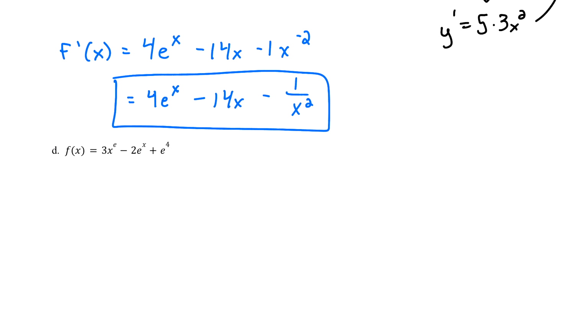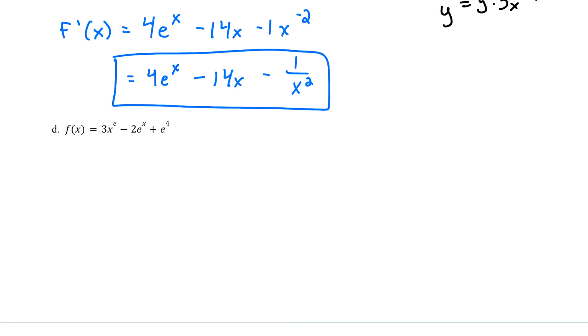Our last example here, f of x equals 3 times x to the e power minus 2 times e to the x power plus e to the fourth power. So this is kind of putting all three of the common mistakes that I think we could run into within this problem. We've talked about these two already. This first one's kind of new.